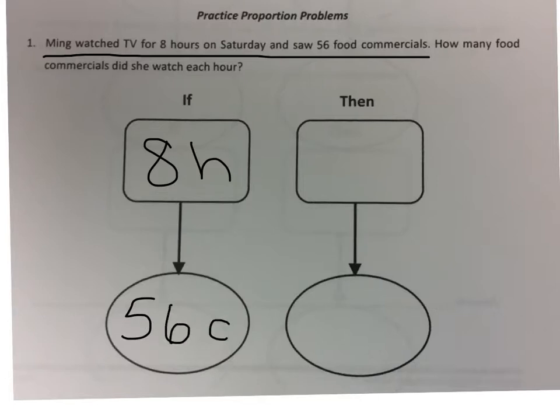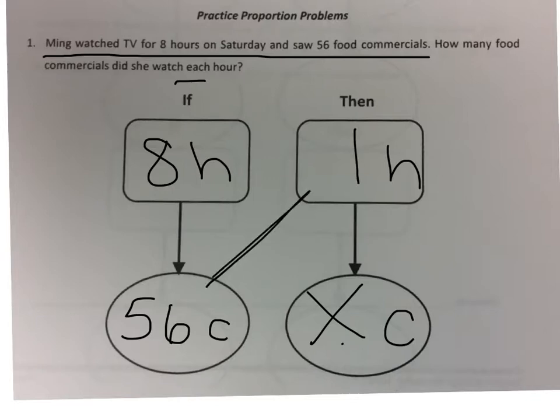then the labels over here have to match. This is going to be hours and commercials. We don't know how many food commercials, so that's our X. And the question is how many food commercials each hour. That means how many food commercials in 1 hour. Okay, we're going to multiply these numbers diagonally. So you're going to multiply those and then divide by the other number, divide by 8, and your answer is 7.